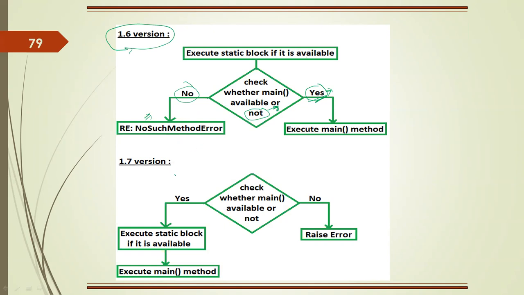But from Java 1.7 onwards, it checks whether the main method is available or not. If yes, then it executes the static block. If it is available, fine. If not, it raises an error. Then you get the chance to execute the main method. This is the flow diagram.